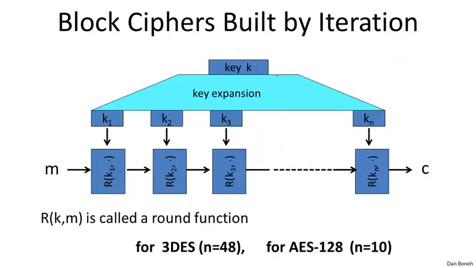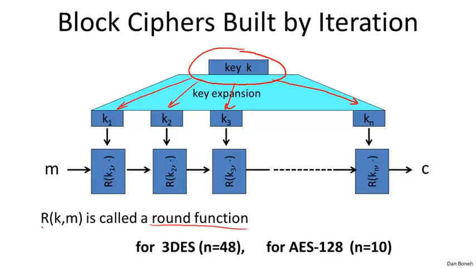Now, block ciphers are typically built by iteration. They take in as input a key K. For example, in the case of AES, the key could be 128 bits long. The first thing that happens to the key is it gets expanded into a sequence of keys, K1 to Kn, called round keys. The way the cipher uses these round keys is by iteratively encrypting the message again and again using what's called a round function.